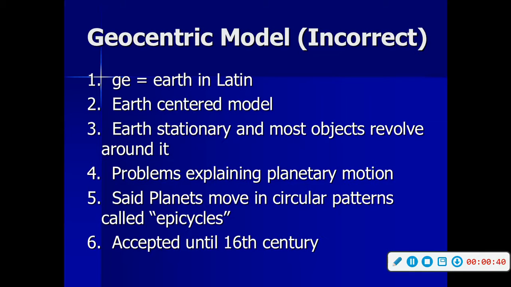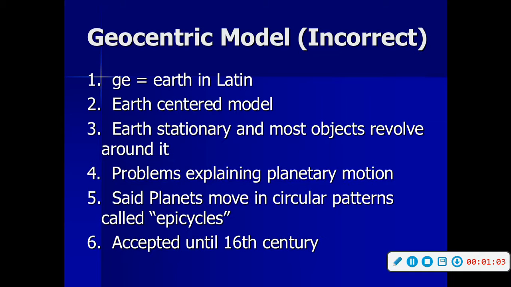Geo actually is Earth in Latin, right? And that's why anything that begins with G-E-O refers to the Earth. So geocentric is the Earth-centered model. The Earth is stationary, and most objects revolve around it. The only big problem that a lot of scientists were having a hard time with this was explaining planetary motion.